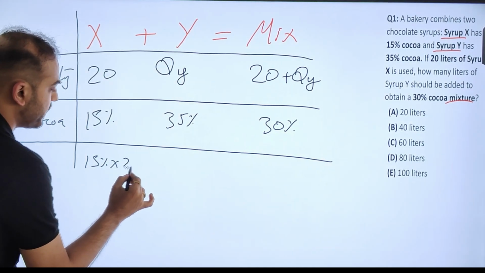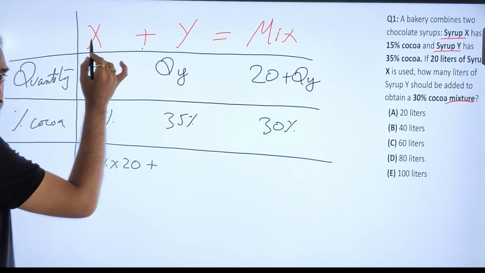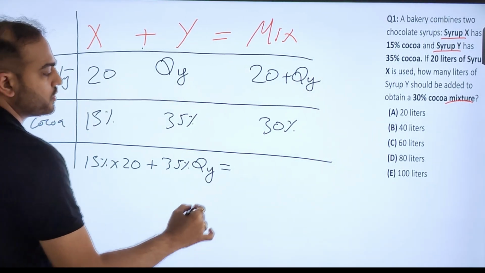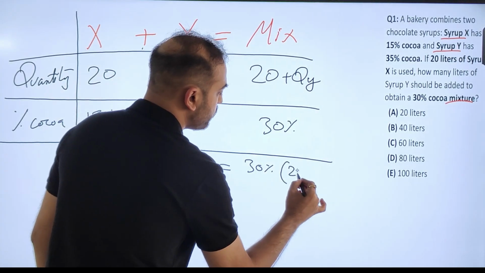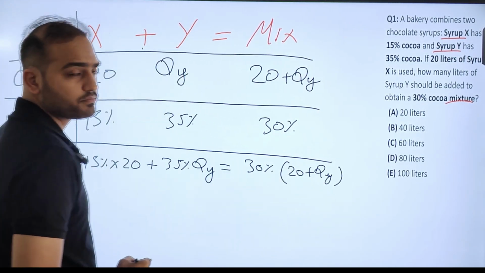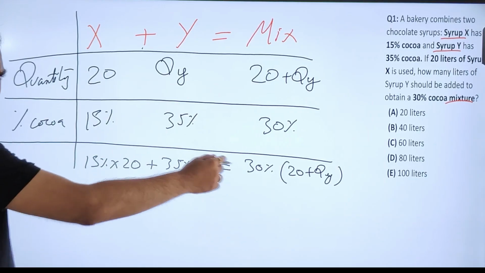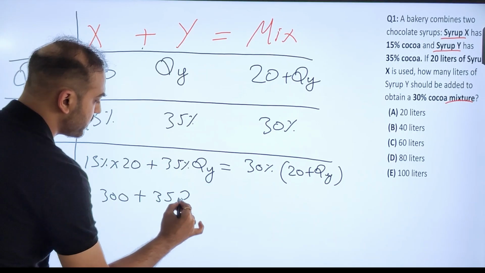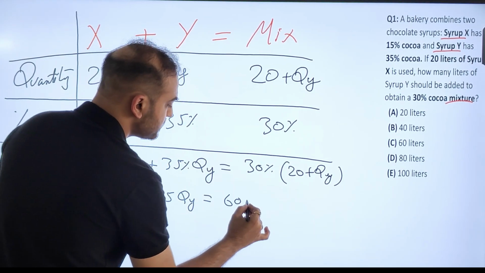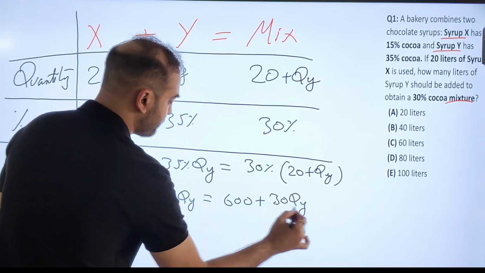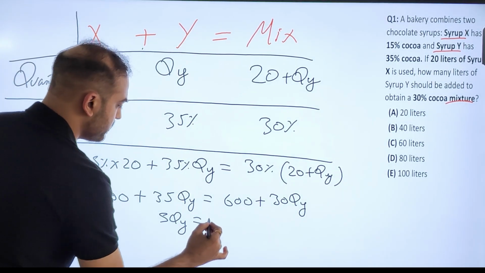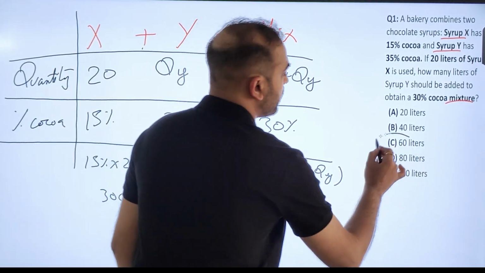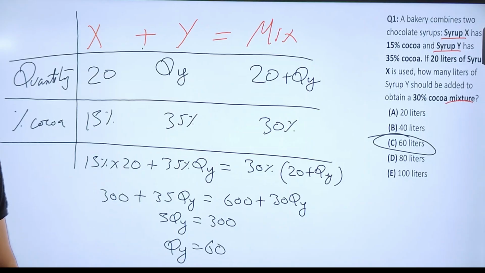15% times 20 plus, the plus borrows from here, 35% times QY is equal to 30% times 20 plus QY. Okay, percentage cancels out everywhere. So we have 15 into 20, that's 300 plus 35 QY is equal to 600 plus 30 QY. 5 QY is 300, QY is 60. Right? So again, QY is 60.